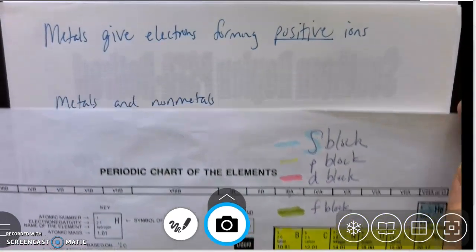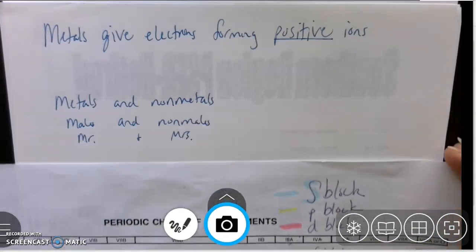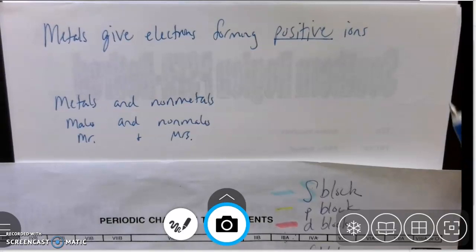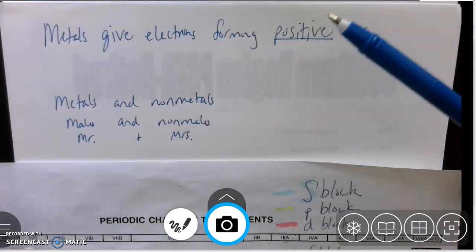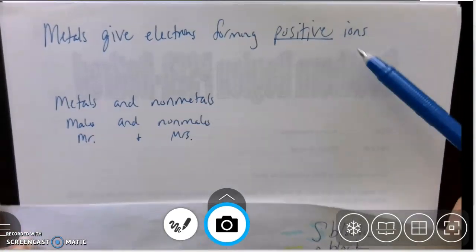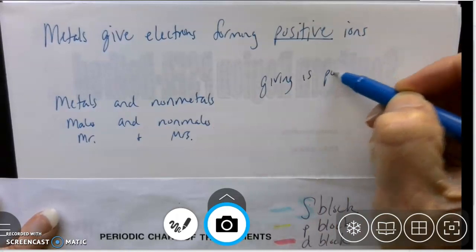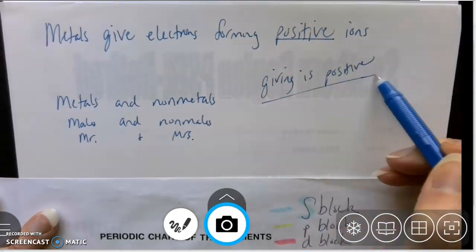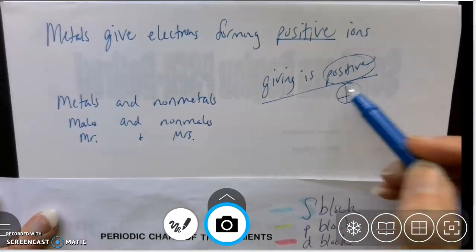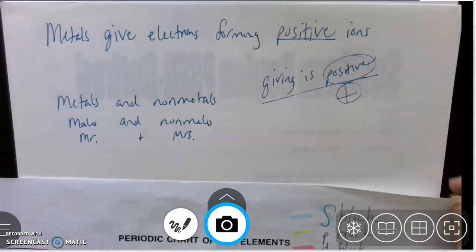And the way I kind of memorize this, and it might be a little bit weird, but I think of metals and nonmetals as males and non-males. So think of it as Mr. and Mrs. So eventually we're going to bond the metals and the nonmetals together. So you've probably heard that giving is positive. So it's better to give than to receive. You've all heard that with gift giving. So that's how I make that connection to giving electrons away is a positive idea.